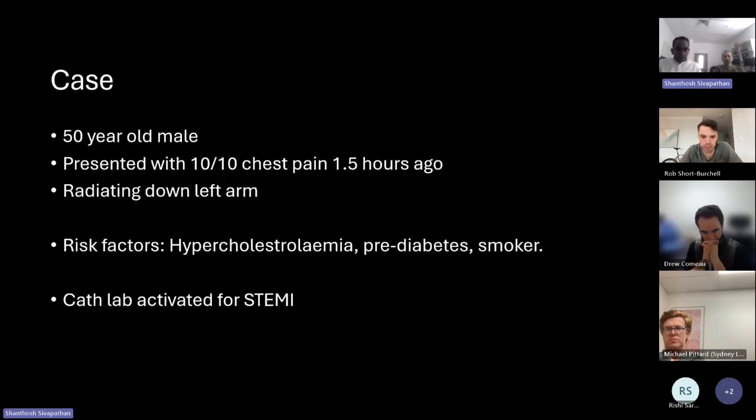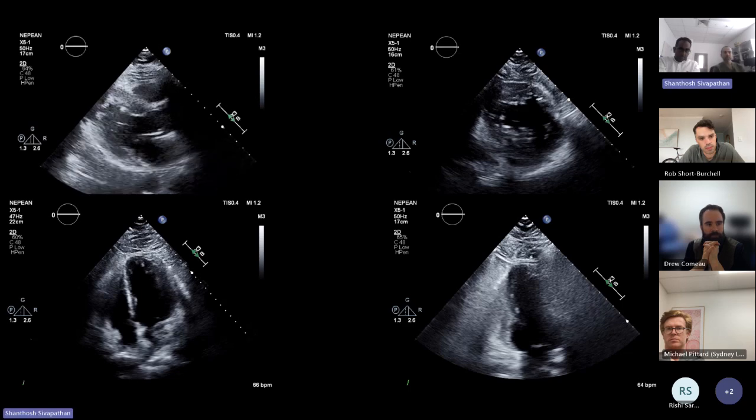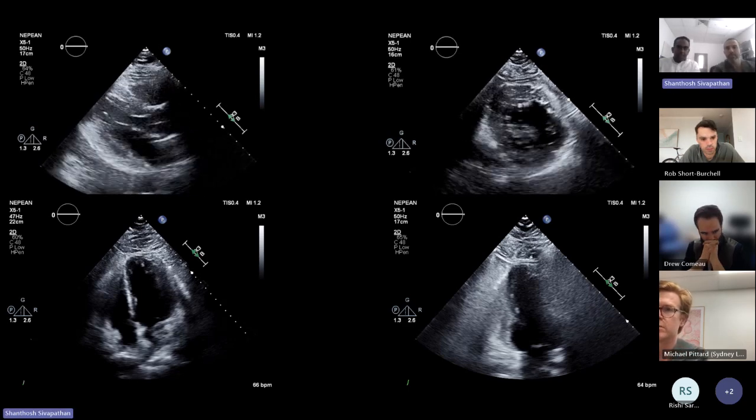So, 50-year-old male presented with 10 out of 10 chest pain 1.5 hours ago, radiating down the left arm. They've got previous risk factors of hypercholesterolemia, pre-diabetes, and smoker. The cath lab was activated for STEMI. That's all the information that you're going to get.